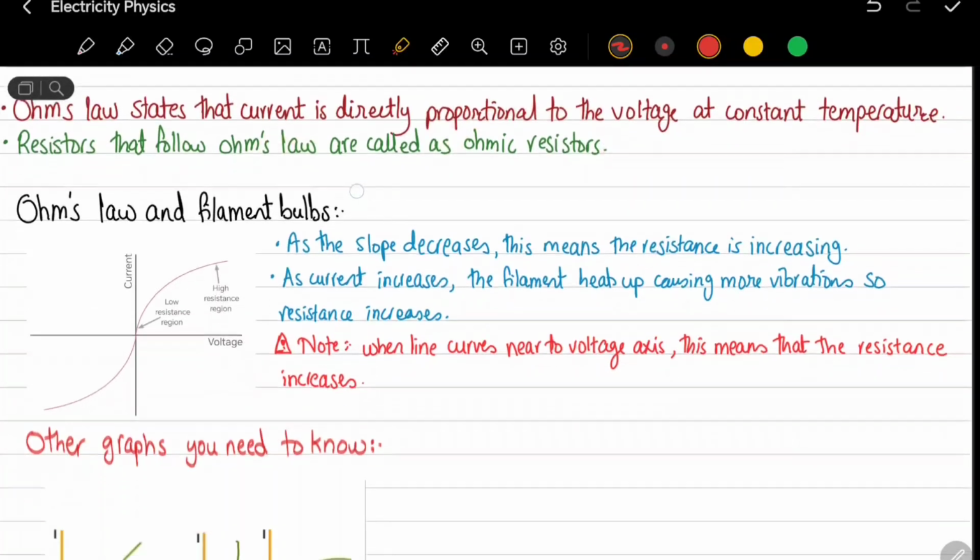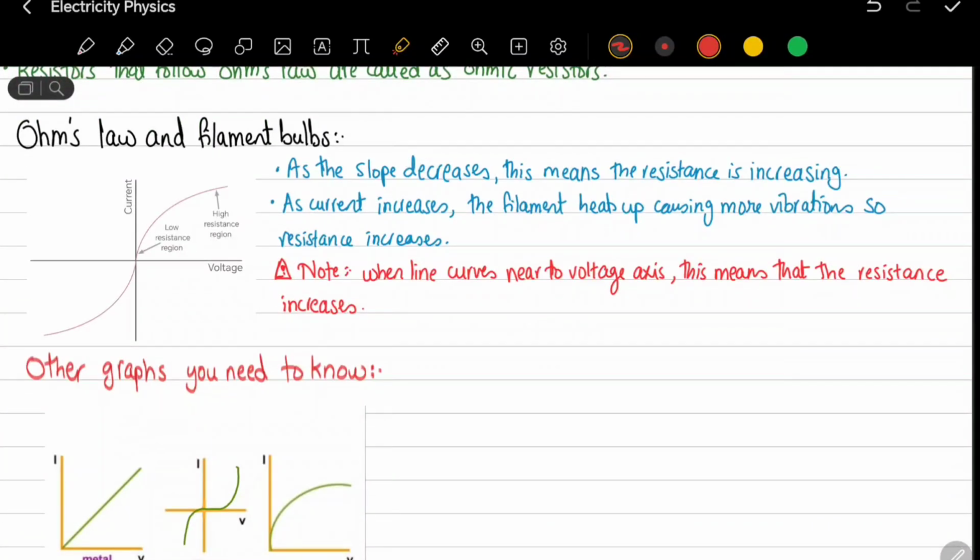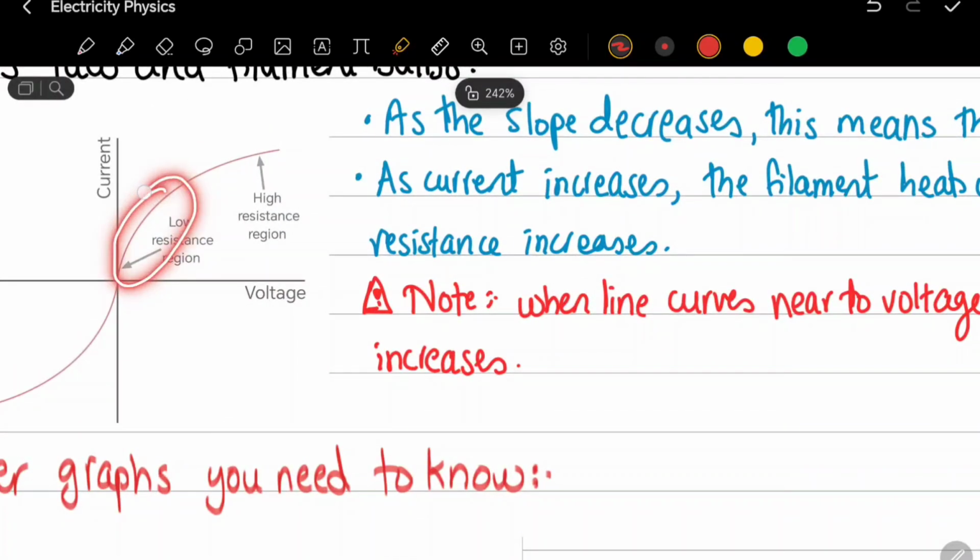Here we have Ohm's law and filament bulbs. As this slope decreases, this means that the resistance is increasing. And as the current increases, the filament heats up, causing more vibrations, so the resistance increases. When the line curves near the voltage axis, it means that the resistance increases. So here, this one will have a lower resistance compared to this one, which will have a higher one.